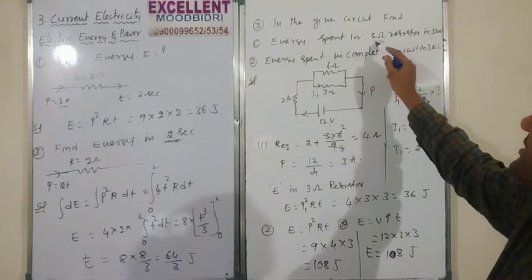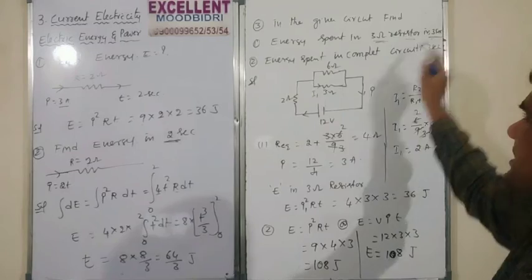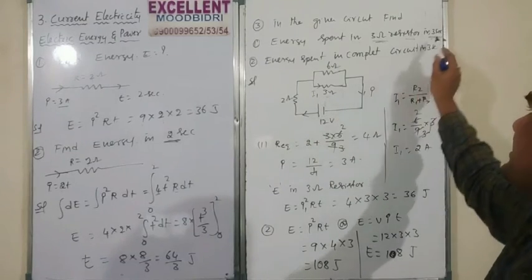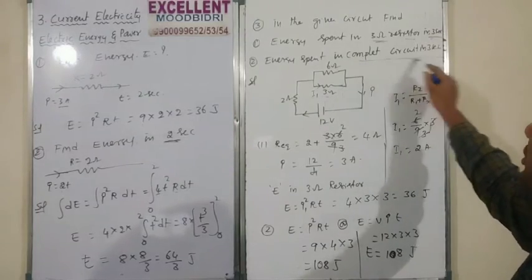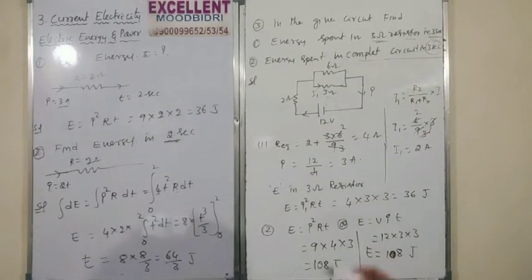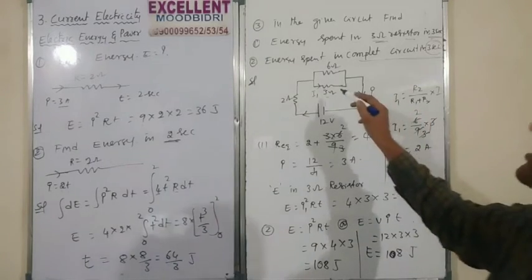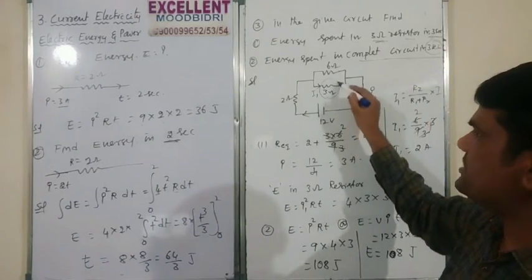Energy spent in the 3 ohm resistor in 3 seconds. Similarly, the energy spent in the complete circuit in 3 seconds. How much energy is spent in the complete circuit? Again, how much energy is spent in the 3 ohm resistor?